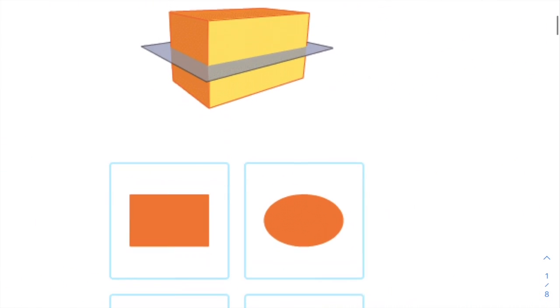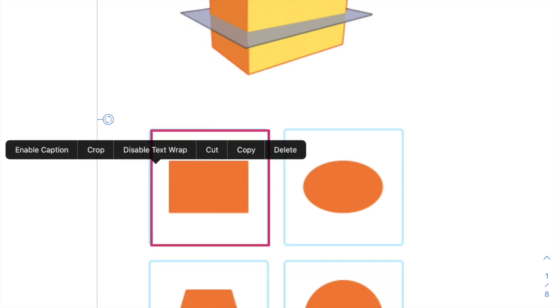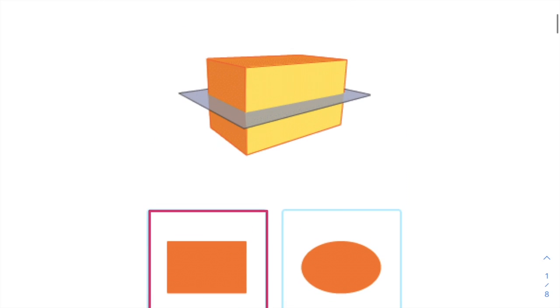Okay, the next one, cut a stick of margarine in half and you will end up with a rectangle. Okay, and that's your rectangle right there.